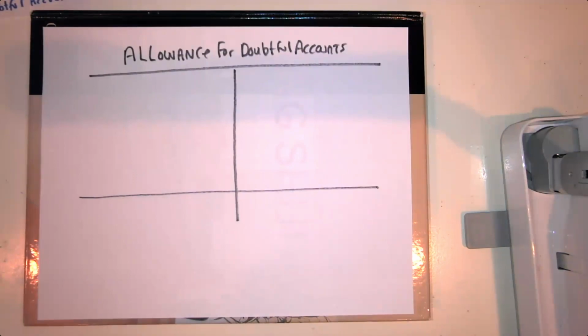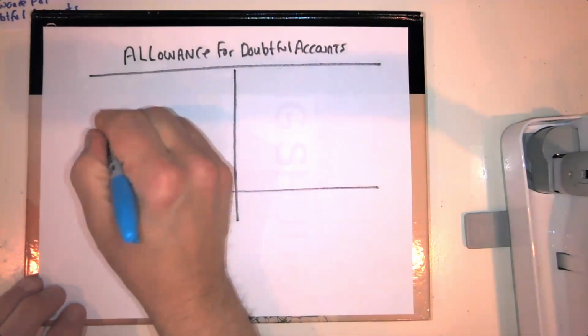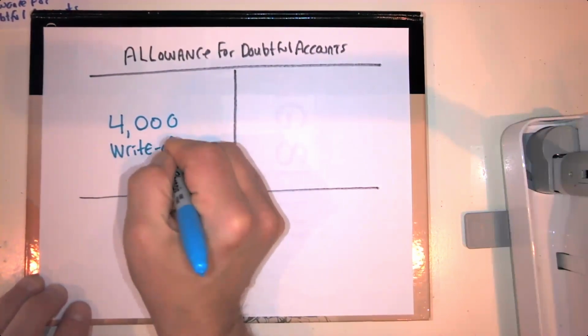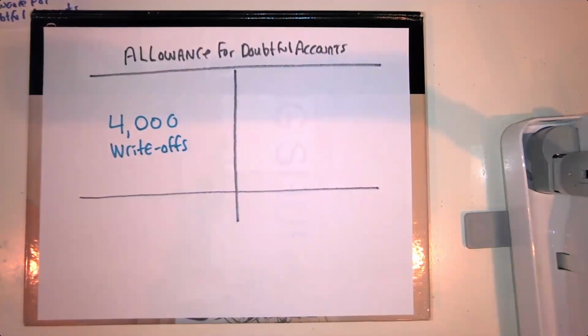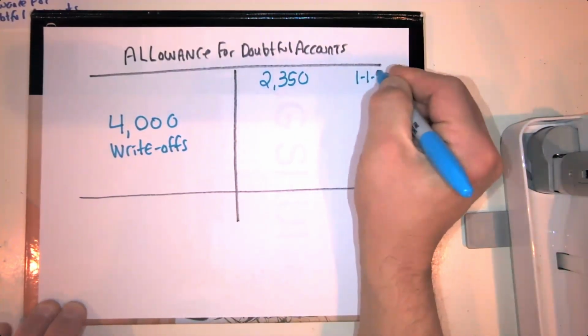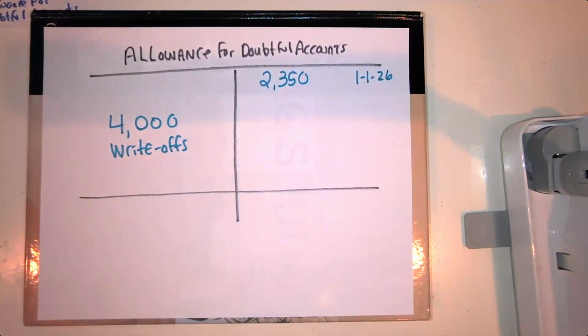For debit, it would be our write-offs for 4,000. Of course, right? The write-offs are the decrease to the allowance. And we know they were $4,000. Goes on the debit side of the account. And then on the credit, it would be our beginning balance, which is 2,350. On the very first sentence, it said at the beginning of 2026, the balance in the allowance was 2,350 on the credit side of the account. January 1st, 2026, 2,350.